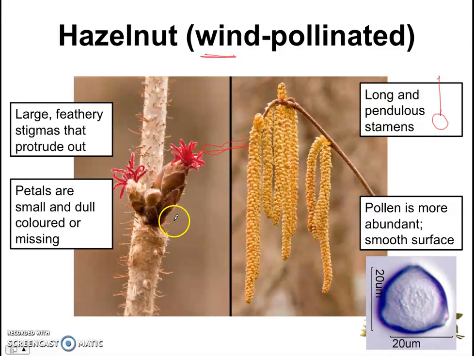And notice also that there are not many petals, right? Petals are small and dull or missing, right? And that's because for wind-pollinated flowers, we don't need to attract those insects or animals to pollinate us. We just need the wind. So no need for bright and colorful petals.